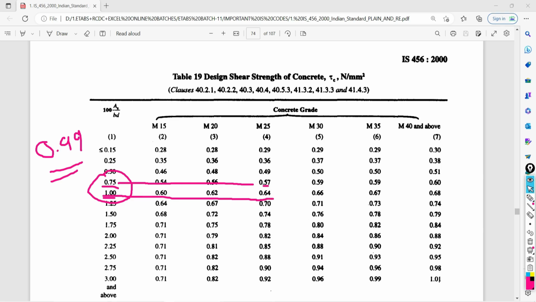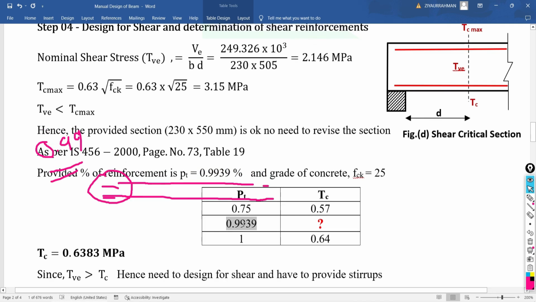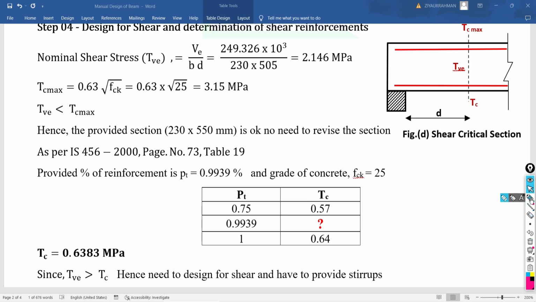So these two values I am going to put here. For 0.75, the value is 0.57, and for 1%, 0.64. Our intention is to calculate the value for 0.9939, so you have to do linear interpolation. After doing the linear interpolation, we get the value of 0.6383 MPa, that is Newton per mm square. Now I have to compare this critical capacity with the nominal shear. After comparing these two values, we find that the nominal equivalent shear stress is greater than the critical shear capacity. That's why here it is needed to design for shear and we have to provide the shear reinforcements.